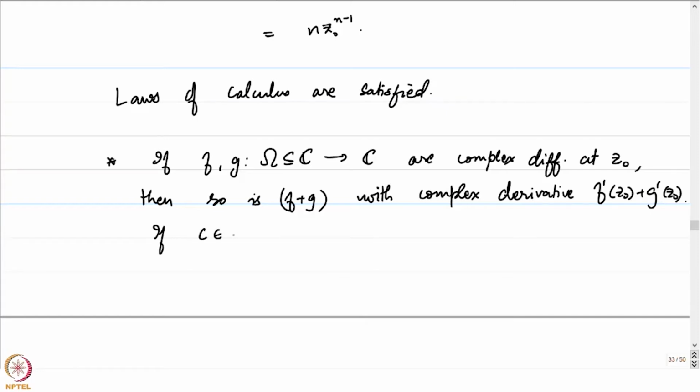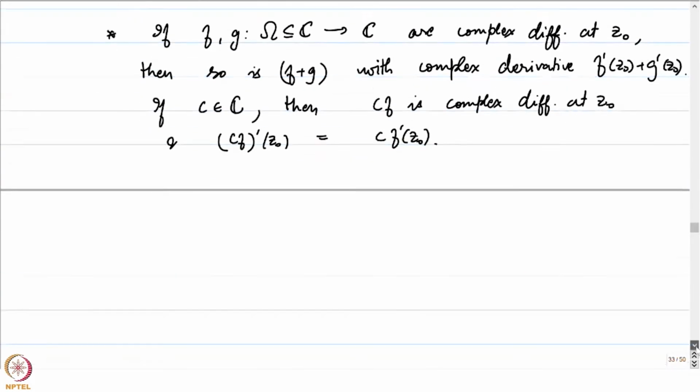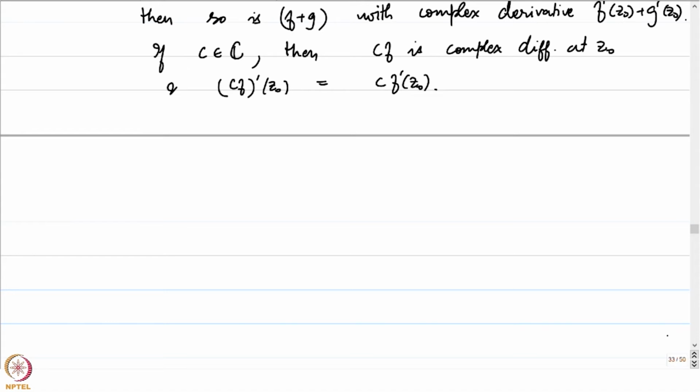If c is some complex number, and if we consider c times f, then c times f is also complex differentiable at z naught, and the derivative of c times f at z naught is just going to be c times f prime at z naught. So the proof is exactly similar to the way we prove it in the real variable setting. I would refer you to a proof in, for example, Principles of Mathematical Analysis by Rudin, and I'll request you to sit down and give a very similar proof in this complex variables setting as well. It should go through.